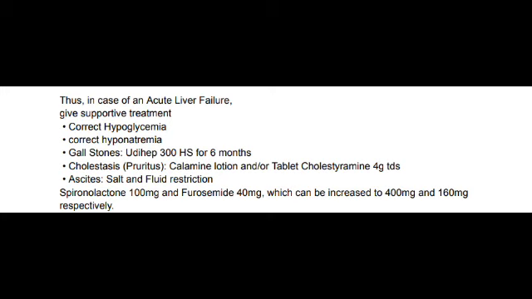And in case of cholestasis, which is apparent by the presence of pruritus, we can use calamine lotion topically, and also we can give tablet cholestyramine 4 grams 3 times a day. And in case of ascites, we have to first restrict the fluid and the salt, and then we can start the 2 drugs, which are spironolactone and furosemide. The starting dose can be 100 milligrams and 40 milligrams respectively, and this can be increased gradually up to 400 milligrams of spironolactone and 160 milligrams of furosemide.